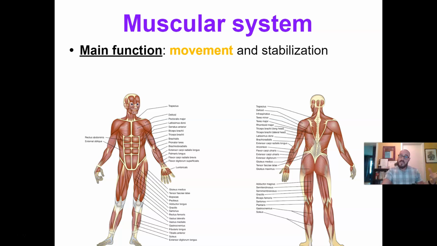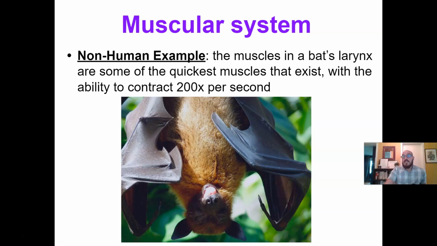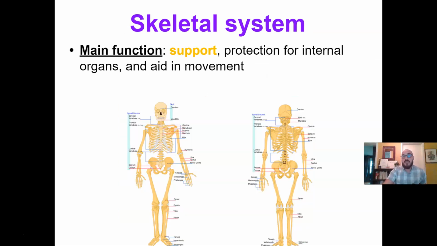We come to the muscular system, which is its main function, movement and stabilization. But another function of the muscular system is actually to generate heat, because all those reactions we're talking about, that metabolism, that needs a certain temperature for it to take place. So about 2/3 of everything you eat actually just gets wasted generating heat to make sure you can build all of this stuff we're talking about, which is kind of incredible. All right. Muscles in a bat's larynx are some of the quickest muscles that exist. They can contract 200 times per second. So that's how they make those really high-pitched sounds to echolocate bugs and find them and eat them, which is pretty cool.